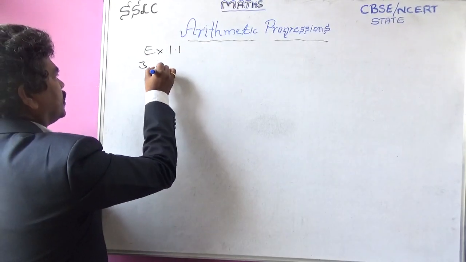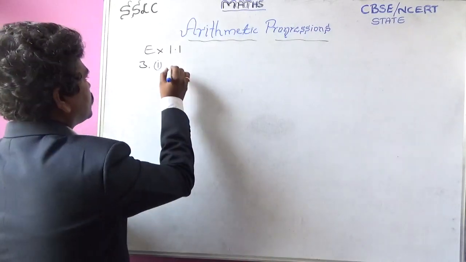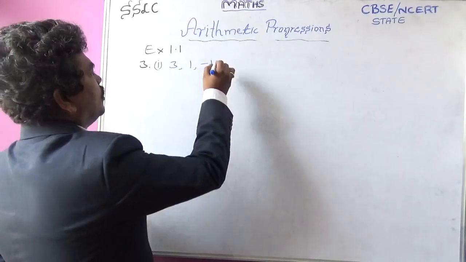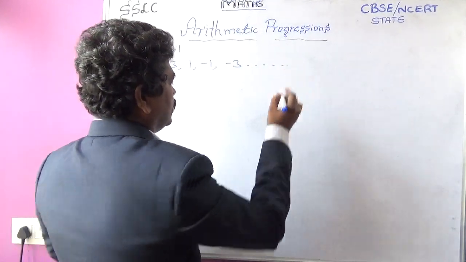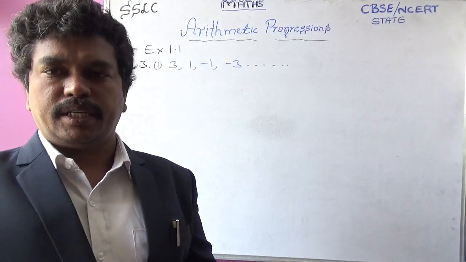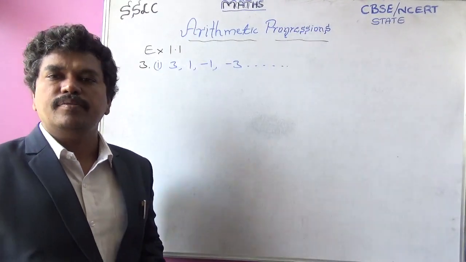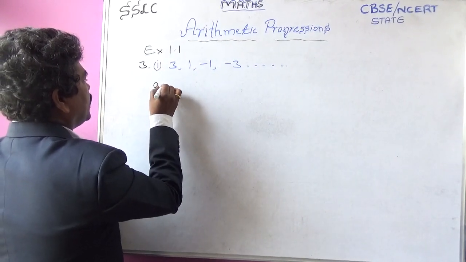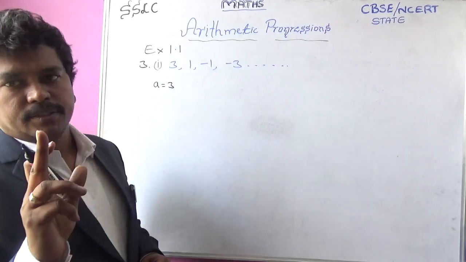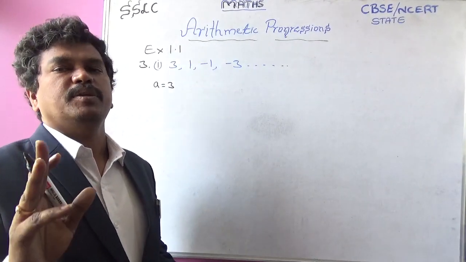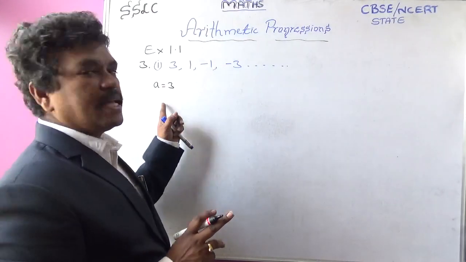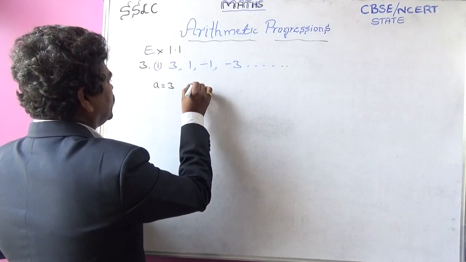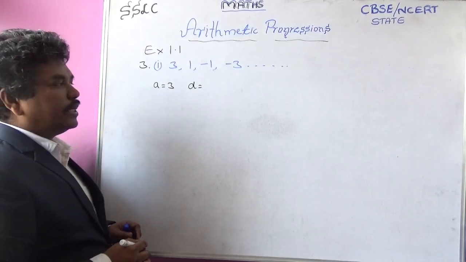Here they given in the first problem. The problem is 3, 1, minus 1 and also minus 3 and so on. So this is the arithmetic progression they have given. So we have to write the values of A and D here. So here you observe the value of A is 3. The first term is 3. Whatever the arithmetic progression, you have to write the first term as A. You consider that first term as A. And what is the D here?